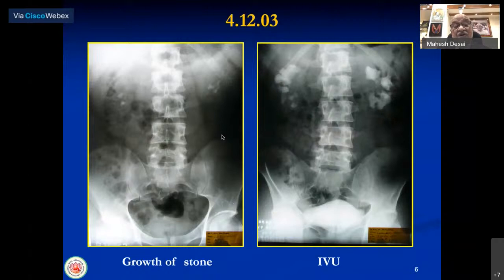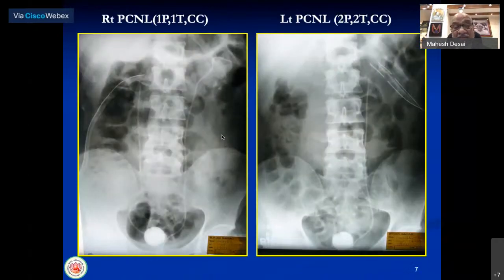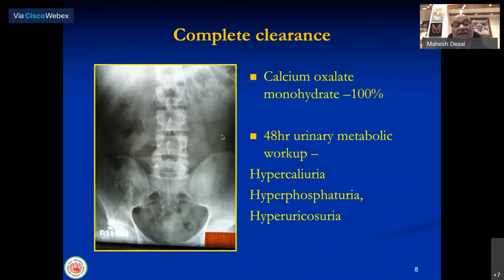He waited, and in 2003 there was a growth of the stone, and again there was a residual dilatation. And then again he came back, he opted for surgery, and we cleared the stone by a PCNL completely. And then at that time we started doing some analysis, and he was calcium oxalate monohydrate 100%, and the 48-hour urinary metabolic workup showed hypercalciuria, hyperphosphaturia, and hyperuricosuria.